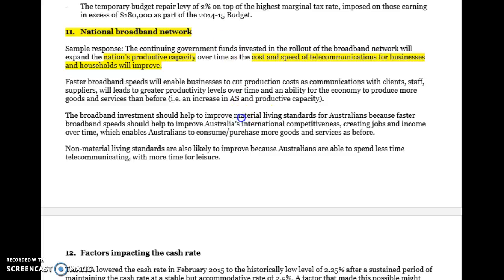It should help to promote material living standards because faster broadband speeds should increase our international competitiveness and create jobs. It helps to keep prices down because we're doing things quicker or more productively. It helps non-material living standards because less time is spent telecommunicating, and therefore we've got more time for leisure and things like that. So make sure you know the basics about the national broadband network and how it can help.